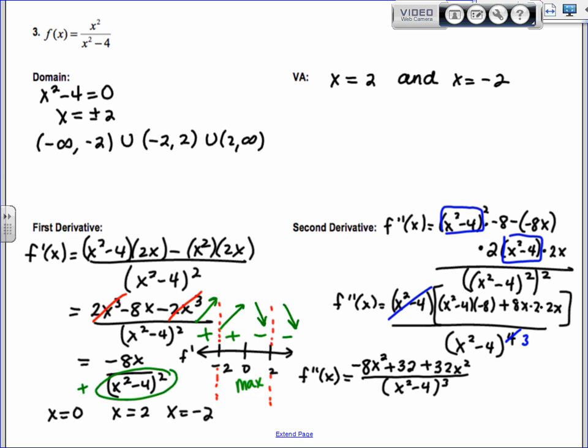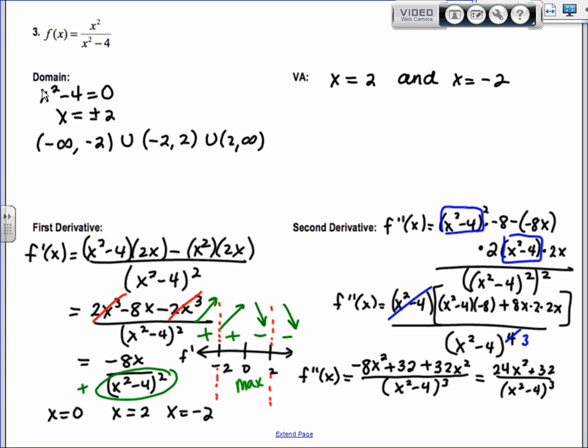Okay, so then I get 32 minus 8, so I have 24x squared plus 32 all over x squared minus 4 cubed. Gee. I know. So I'm going to set each piece equal to 0. So on the bottom, I'm still having the plus or minus 2, because those are definitely critical values because they were the asymptotes, right? Okay, so if I set the top equal to 0, am I gaining another critical value?